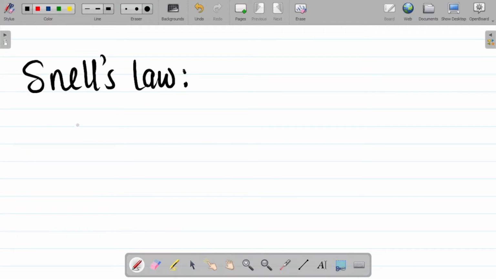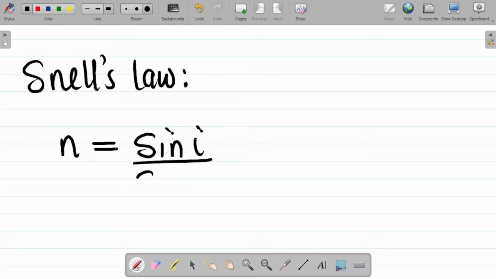We discussed something called Snell's law. From Snell's law, we had the mathematical form n, where n represents refractive index. Mathematically, it is the ratio of the sine of the angle of incidence to the sine of the angle of refraction. That's Snell's law mathematically.